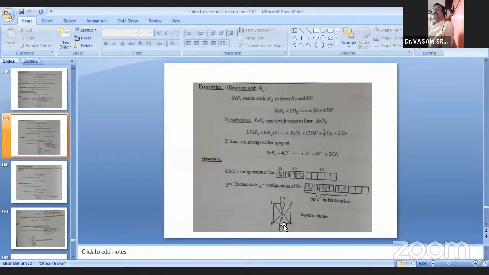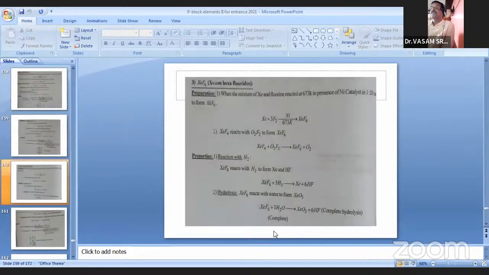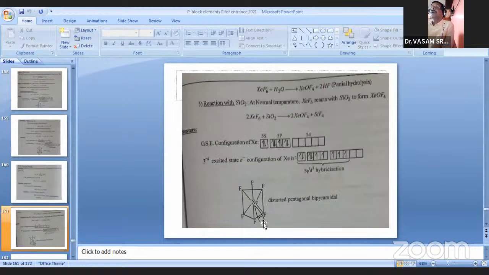And this is another compound, XeF4. XeF4 structure is like this: 4 sigma, 2 lone pairs, 6, sp3d2, square planar. And this is XeF6, sp3d3 hybridization, with 6 sigma, 1 lone pair, 7.